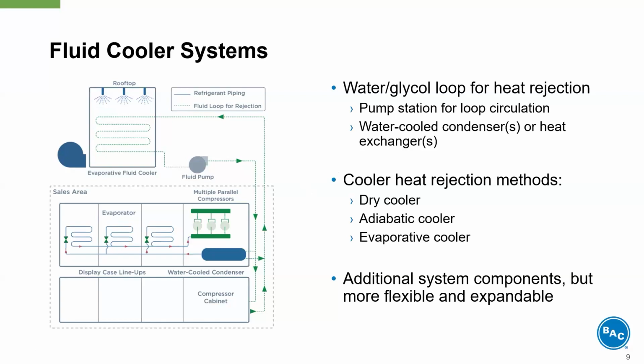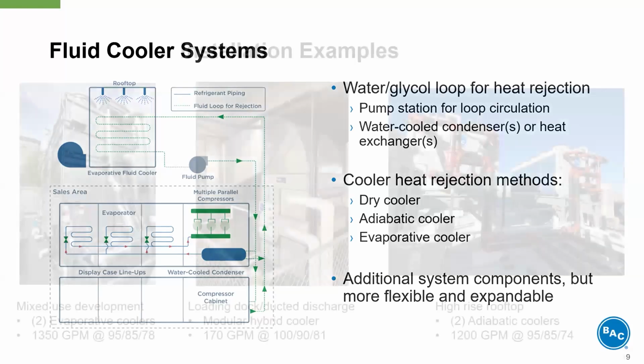So I think for me, the big takeaway with this type of system is that, yes, there are additional components, namely the pump station and your water-cooled condensers, but doing so can afford some more flexibility and a system that is more easily expanded. I know with the micro-distributed type of system, using a glycol loop, it makes remodels and expansions much more feasible and with less disruption in the store.